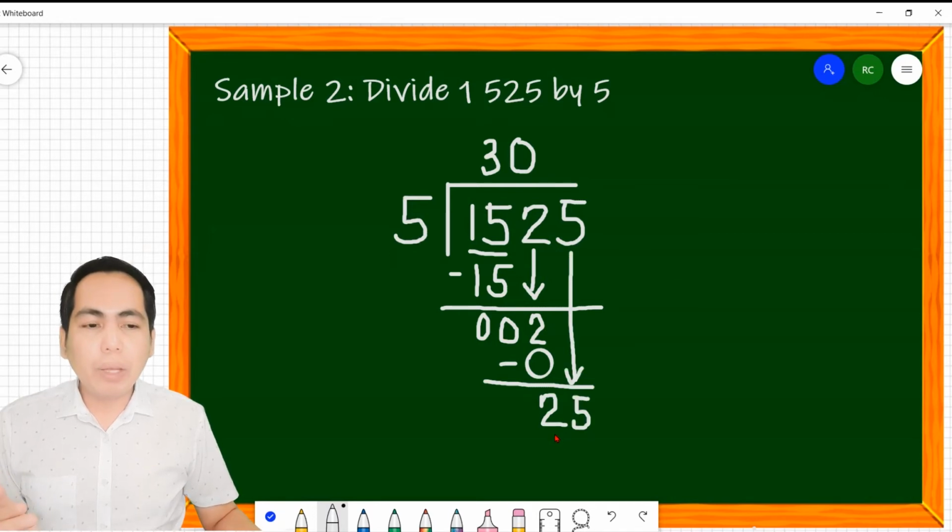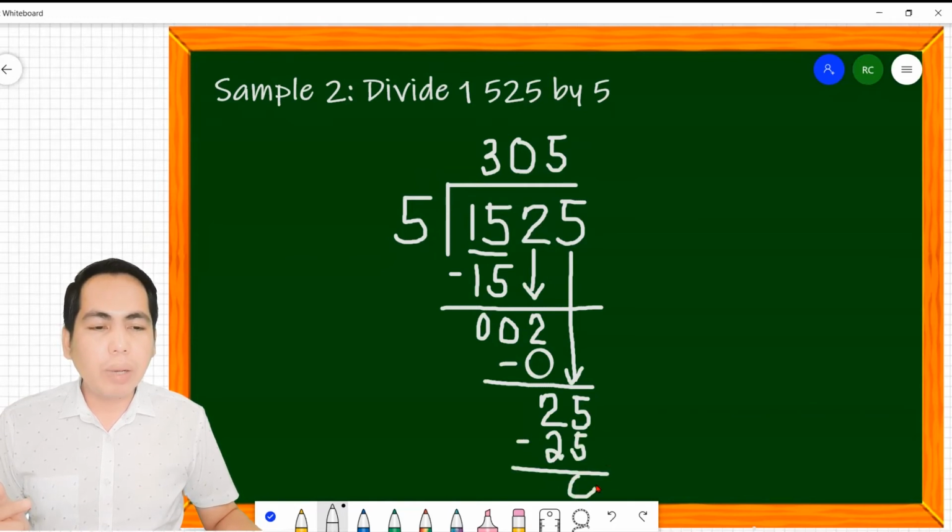This time we have now 25 divided by 5 to give us 5. And then 5 times 5 will give us 25. And then we are going to subtract, and it will give us 0. Now, since we don't have any more digits to bring down, we are done with our division process. So this time we are going to check whether our quotient is correct or not.